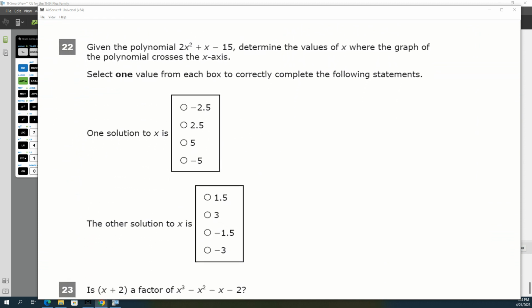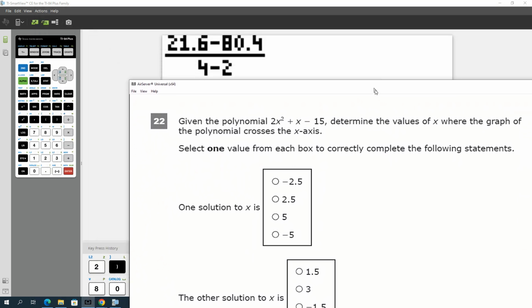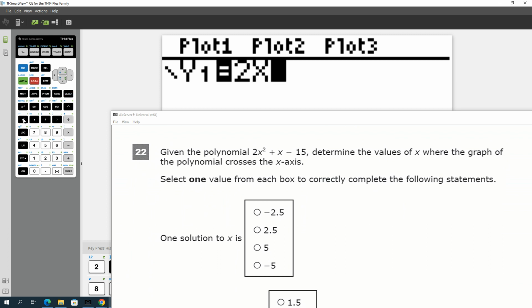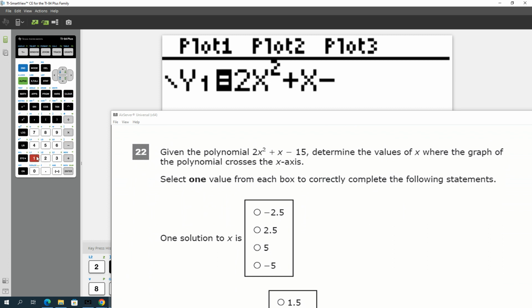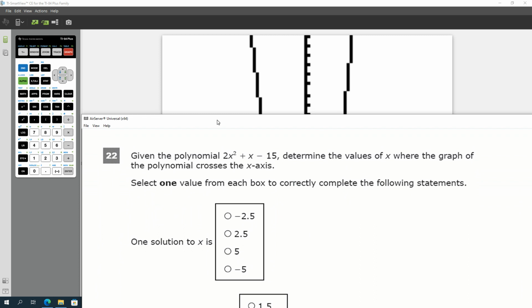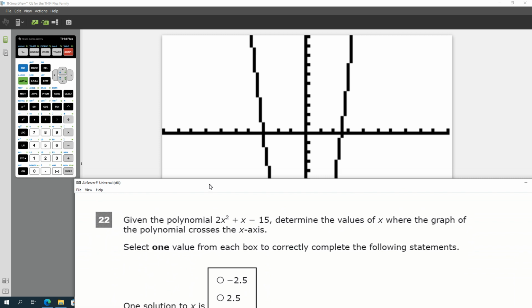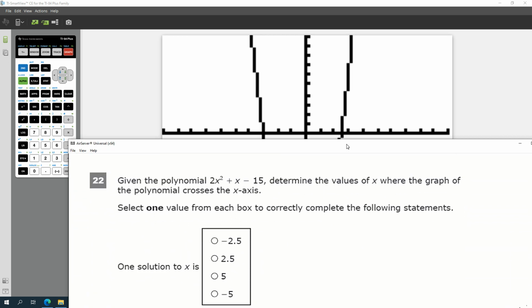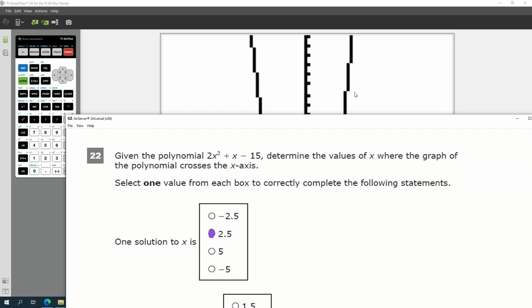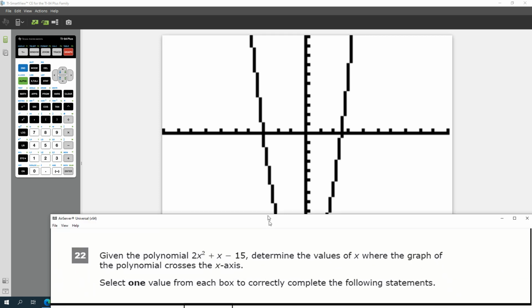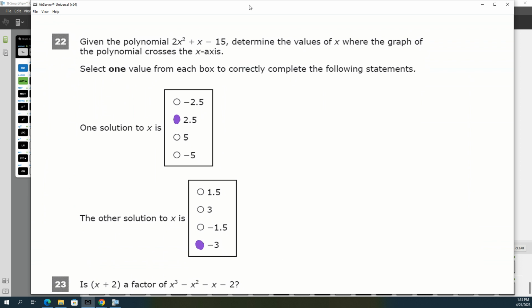All right, for 22, we're going to use our calculator to figure out what values of x this graph crosses the x-axis. So we'll go to y equals and type it in and check out the graph. All right, so one of them is one of the first three, and it's not 5 or -5, but halfway between 2 and 3 is going to be 2.5, the positive side. And then the other one is over here at -3.